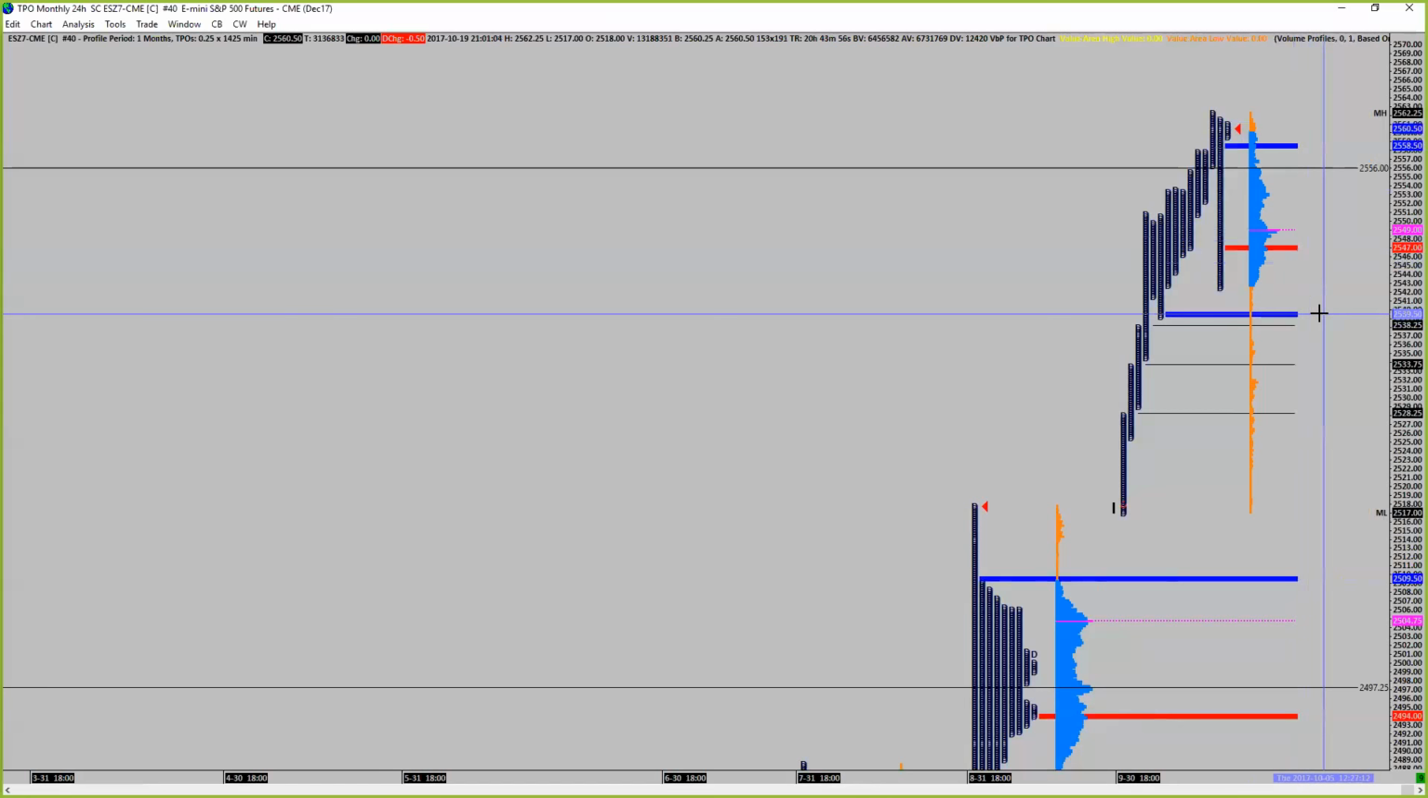Now, I did have a buy sitting down here at this level with a stop below this single print on the monthly. Didn't get a fill, but it's not over, and there's always another bus.